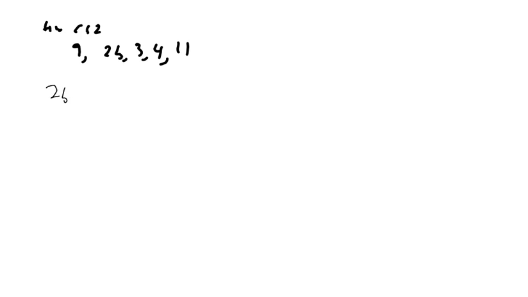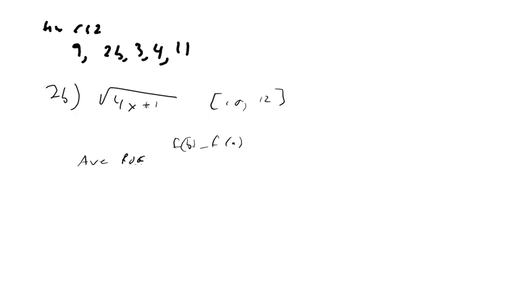Okay, fine. 2b, square root of 4x plus 1 from 10 to 12. And we want to find the average rate of change there. So for this, the formula we have is a slope rate of change. It's f of b minus f of a over b minus a. Here's a, here's b, and you just plug it in.